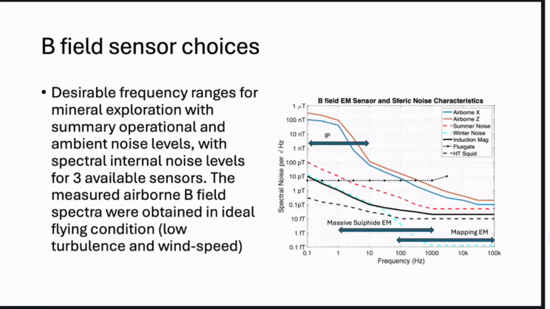Just returning to what you wanted for an IP system, we want low frequencies from an IP system, but we were also interested in massive sulfides, which have higher frequency responses, and mapping, which is geologically useful.